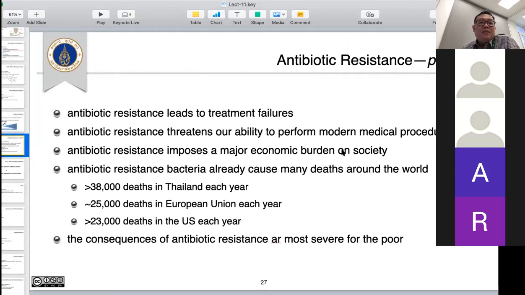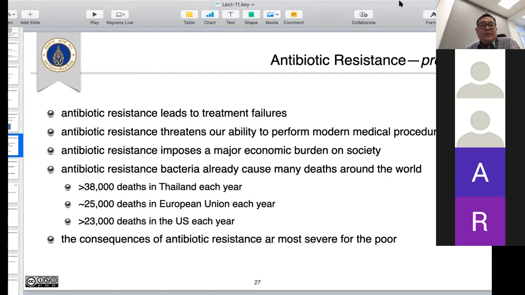Antibiotic resistance. Why do we care about antibiotic resistance? Because it can lead to treatment failure.